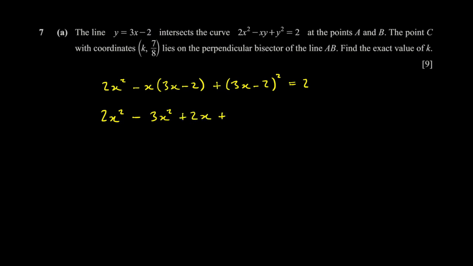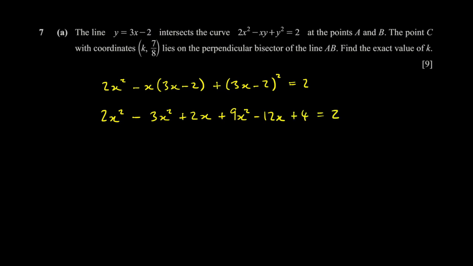Now I've got to expand this bracket here very carefully. So 3x times 3x is 9x squared. 3x times negative 2 is negative 6x, but I got it twice, so it's negative 12x. And then negative 2 times negative 2 is positive 4. That's all equal to 2.